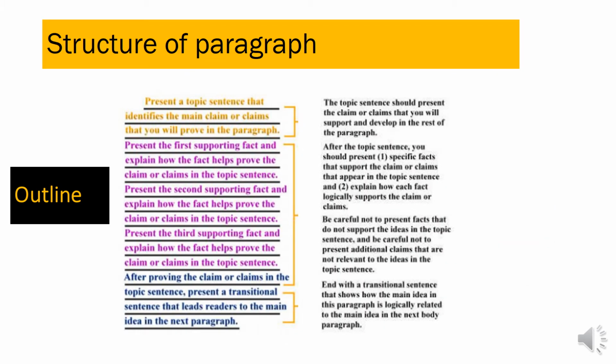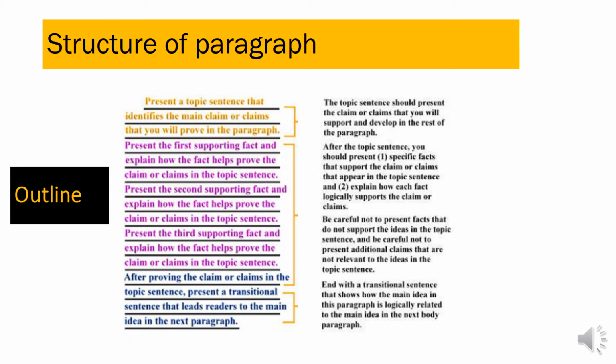Okay, we're still on the outline, for the structure of the paragraph. Let's say this is point number 1. You have to start your paragraph with a topic sentence that identifies the main claim or claims that you will provide in the paragraph. The topic sentence should present the claim that you will support and develop in the rest of the paragraph, and then follow with the first supporting fact and explain how the fact helps prove the claim in the topic sentence.